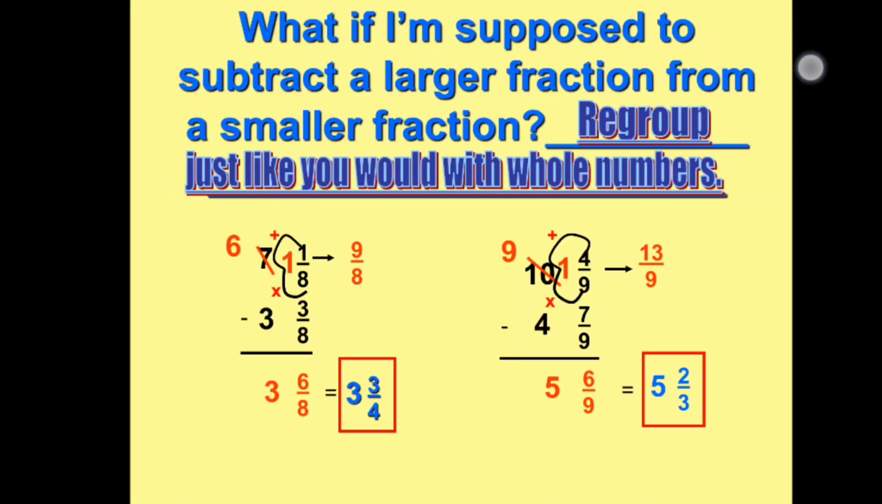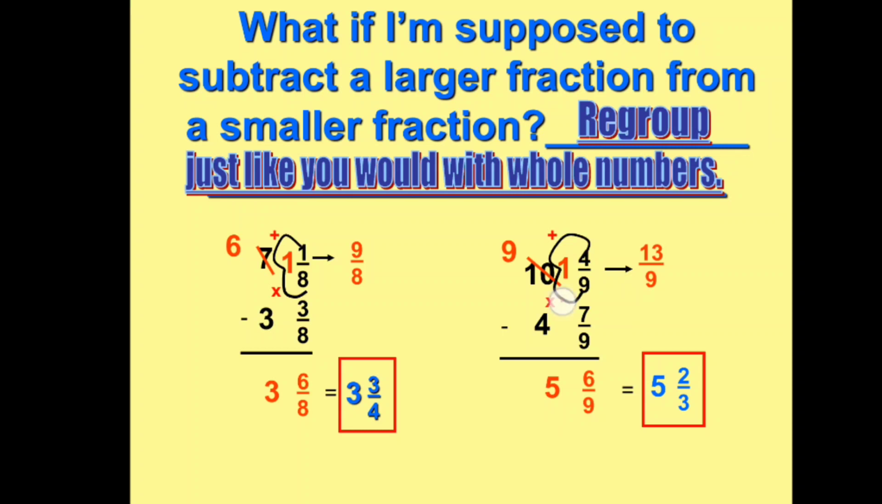Okay, this time, how about this? Again, the same thing: 4/9 subtracted from 7/9, and that is not possible. So how are we going to do that? We have to borrow from the whole number 10. That's why it becomes 9. And where is your 1 now? Your 1 will be included in your fractions.